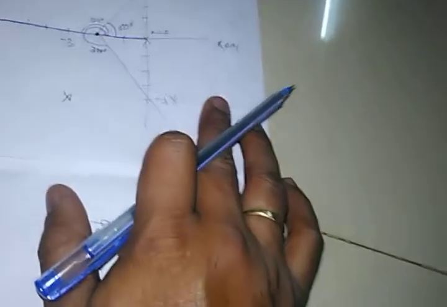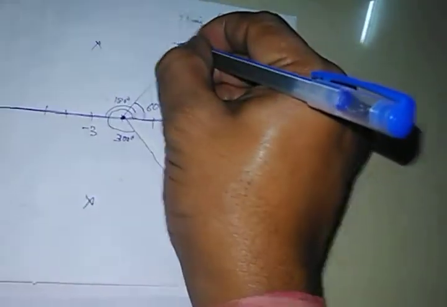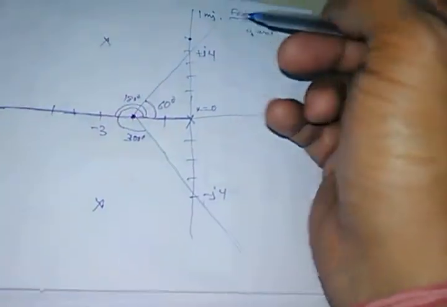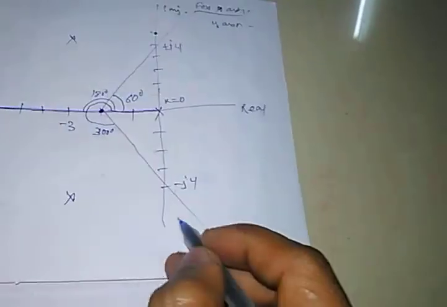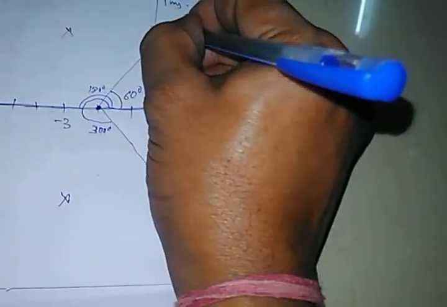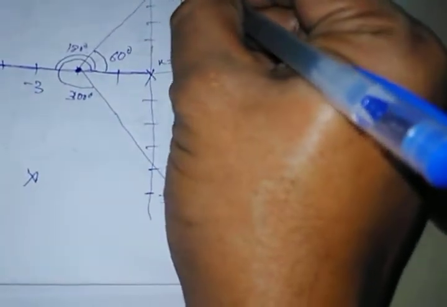Then the imaginary crossover point is at 1, 2, 3, 4, 5. This is the point of cross section. At this point the root locus branch crosses. Similarly here also there is another point. This is minus j5, this is plus j5. This is the point of cross section. At this point, what is the value of k? K equals 150.